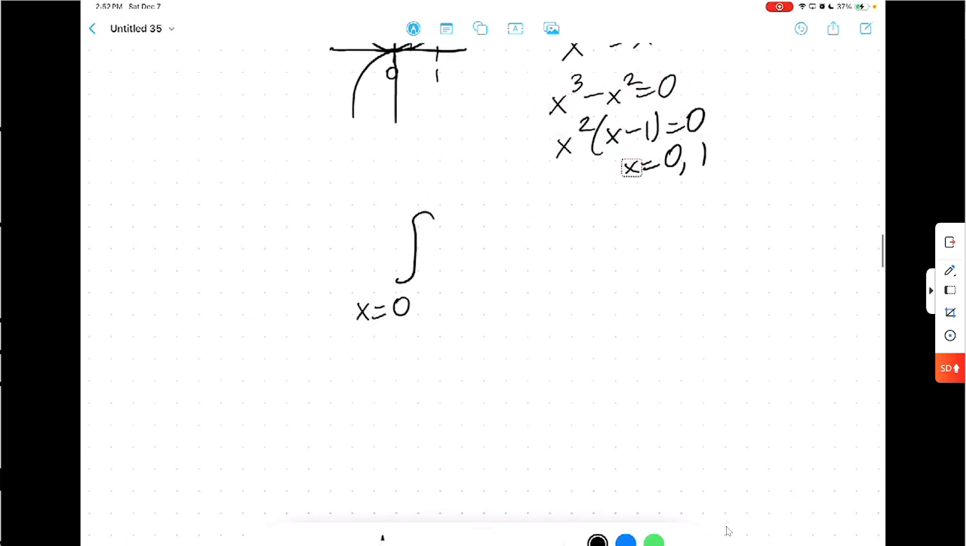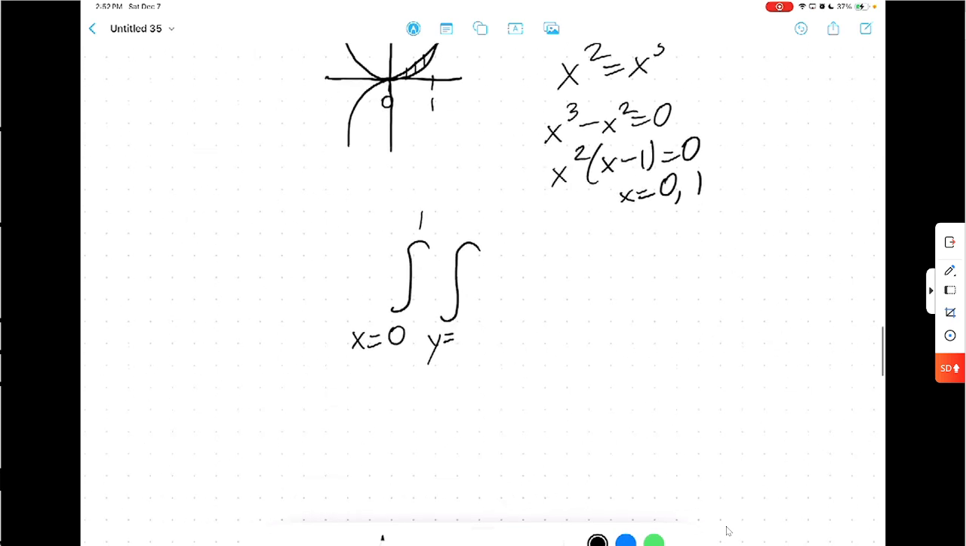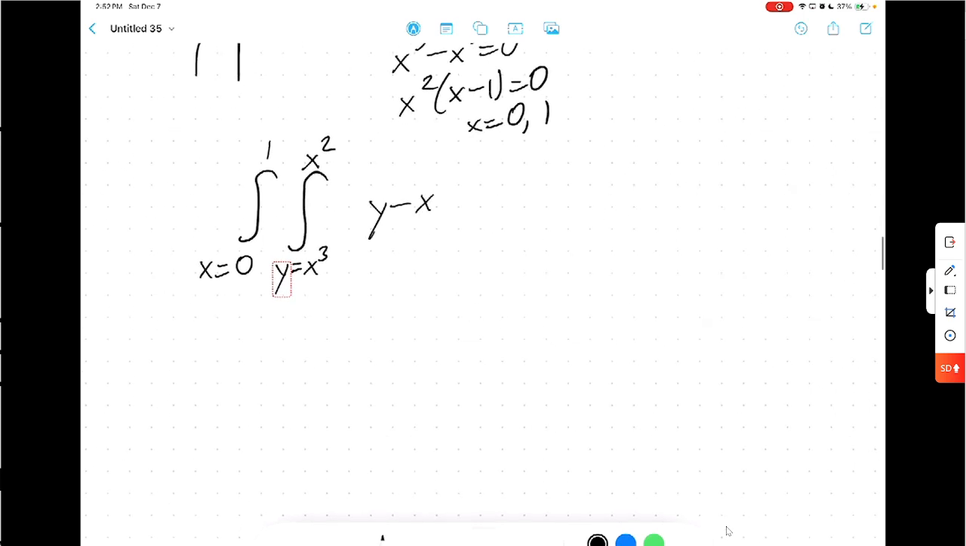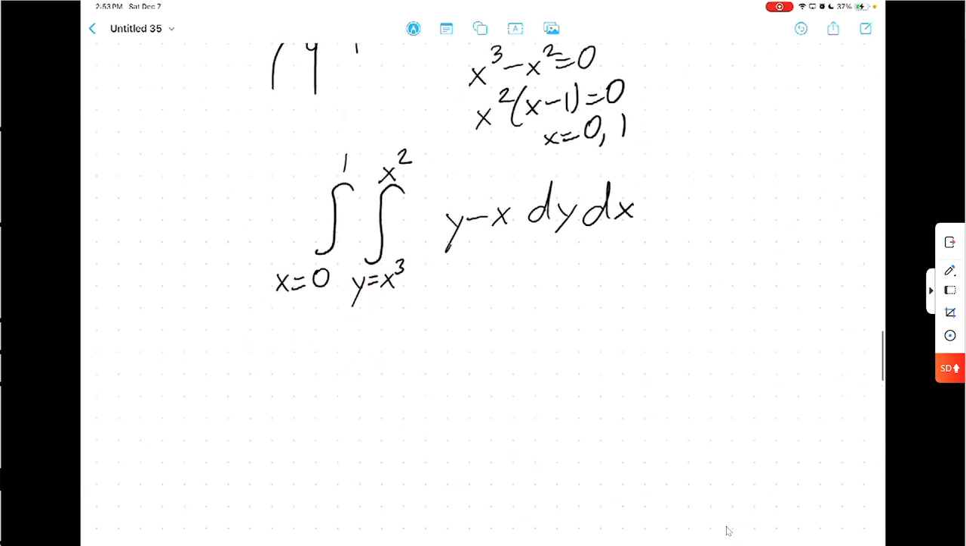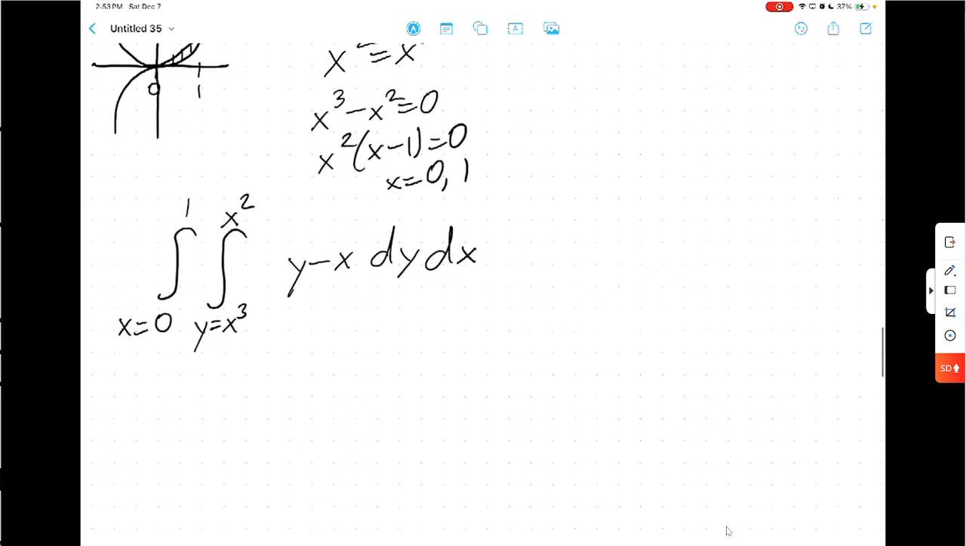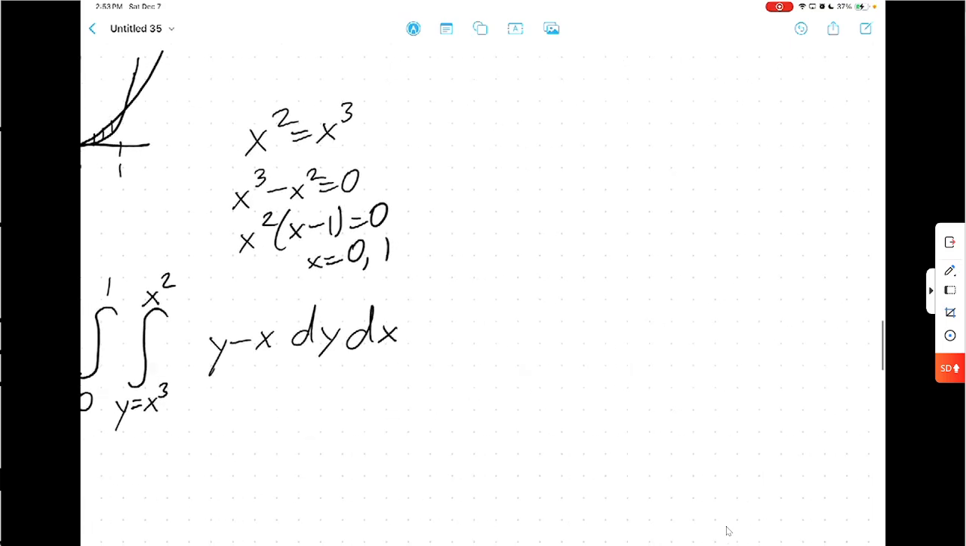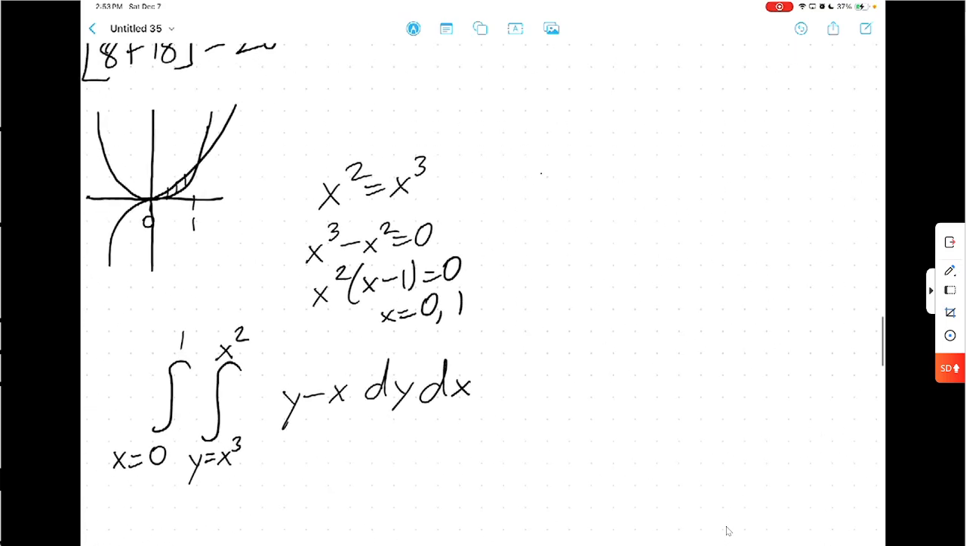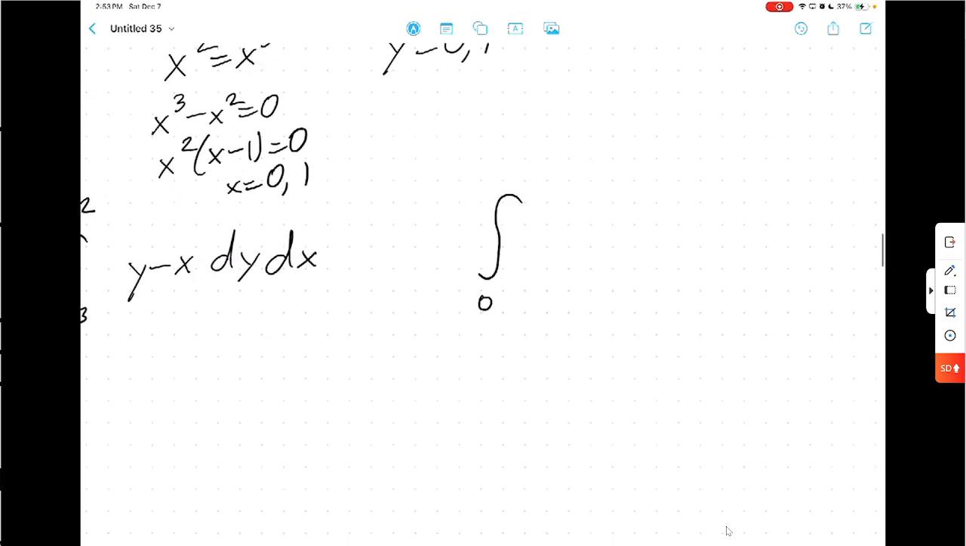So x equals 0 to 1, and then y goes from x cubed to x squared, of y minus x, dy dx. And this is the type 1 version. And for the type 2 version, you can see here that y will also go from 0 to 1.